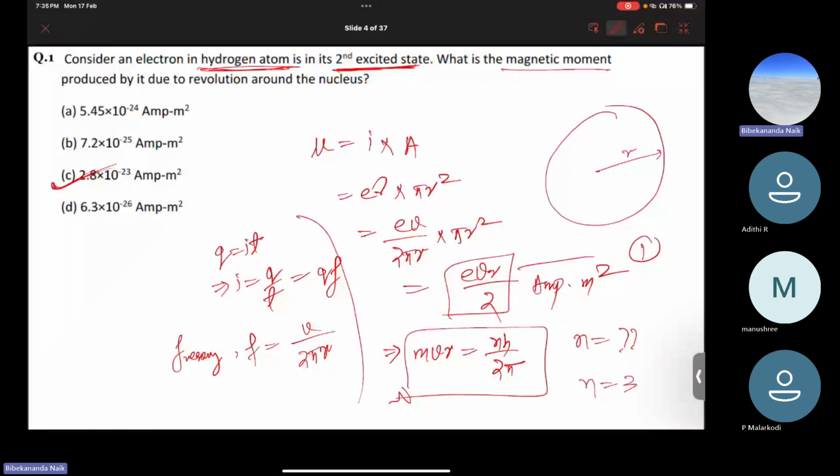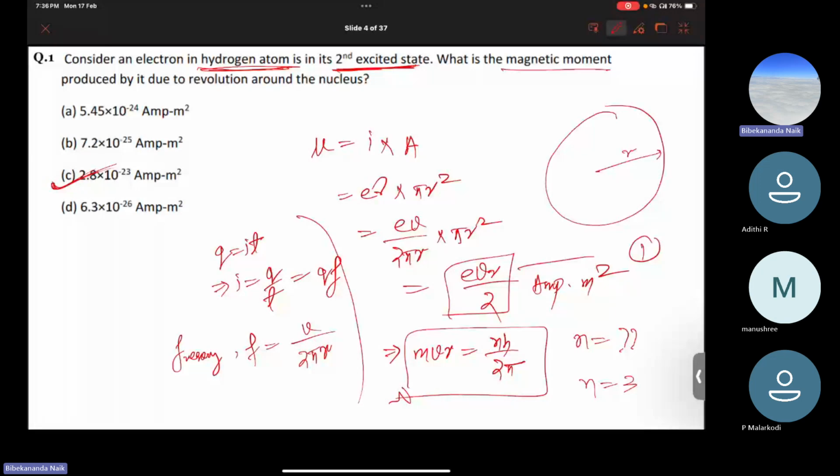That's why I was telling, because in this question, as I was discussing a few minutes before, due to orbital motion and spin motion we have magnetic moments. However, here, due to motion in a particular orbit, we also have the magnetic moment. So here we only have the information related to the value of n, because it is in the second excited state, the value of n is 3. So we will solve according to that.